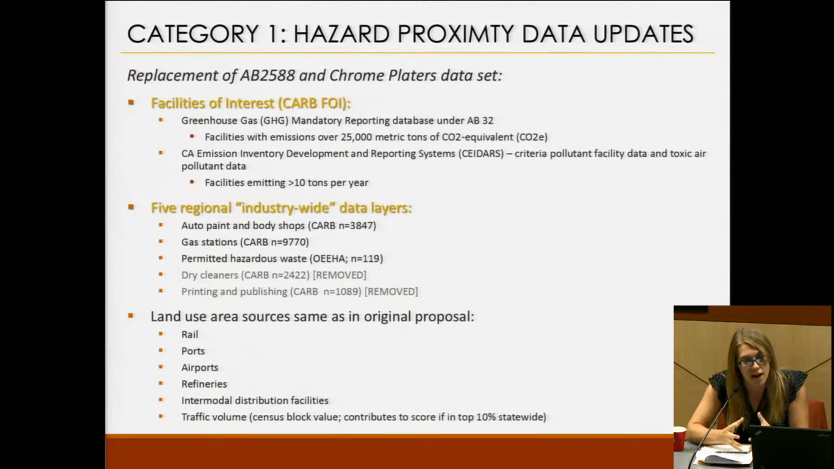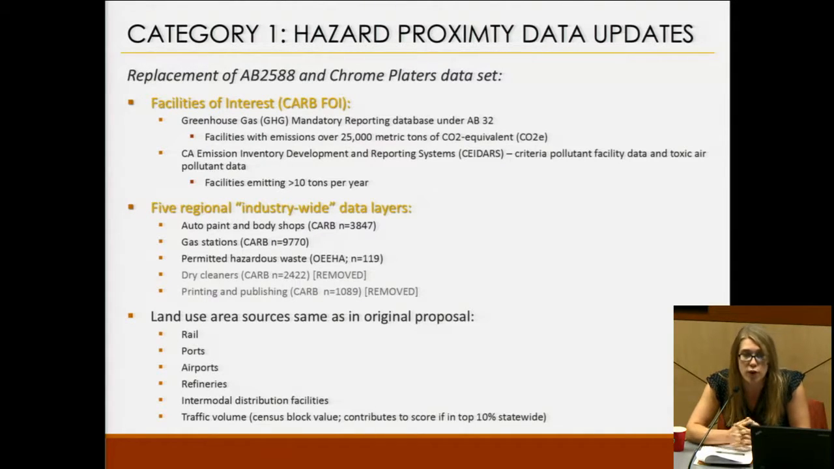The other data set that we added is something we're calling industry-wide data layers, and we originally had 5 regional industry-wide data layers in there. Auto paint and body shops, gas stations, hazardous waste sites, dry cleaners, and printing and publishing. We've since removed dry cleaners and printing and publishing, so we still have those top 3 in there. And then we've stuck with our original land use sources data set.